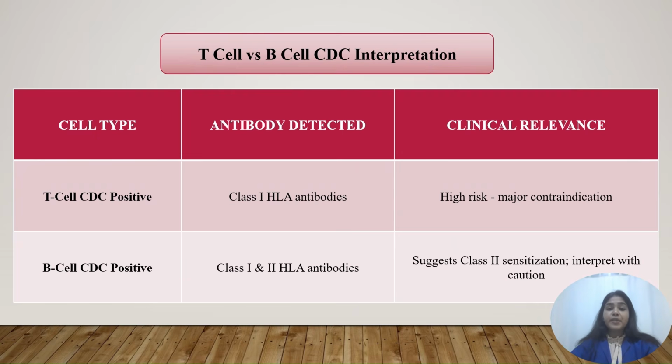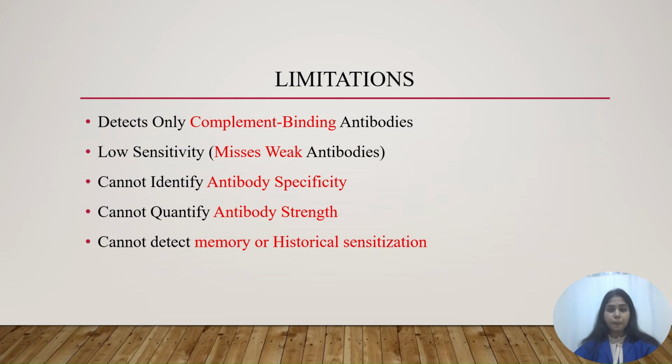T cell versus B cell CDC interpretation. For the T cell CDC positive, there are class 1 HLA antibodies and there is high risk, a major contraindication. For the B cell CDC positive, there are class 1 or class 2 antibodies present, which suggests class 2 sensitization, and will be interpreted with caution. Here are the limitations of the CDC test.